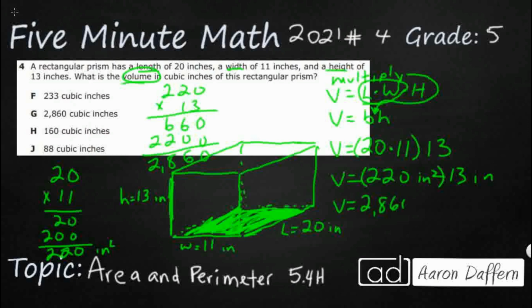2,860. You can either write it inches with a little 3, that means cubic inches, or you can just do what they've got written there, cubic inches. They both mean the same thing. Either way, our answer is G.